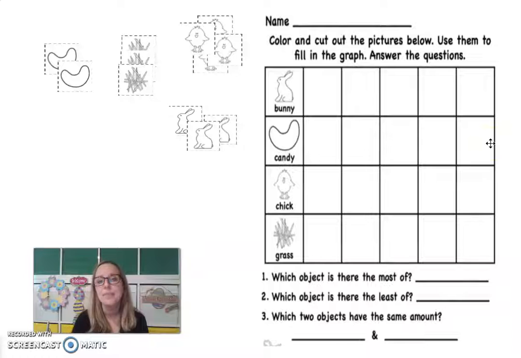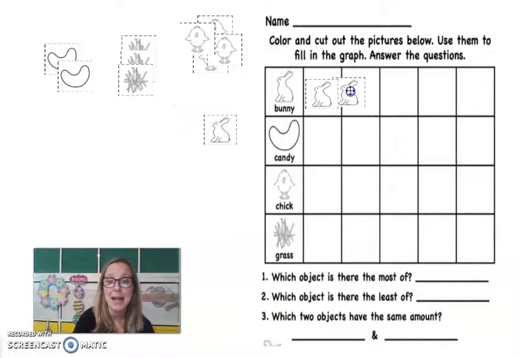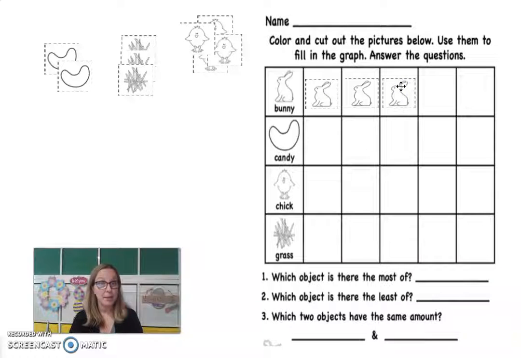Okay, now that I have all of my items sorted into piles, I can add them to my graph in the right spot. So this first row is for my bunnies. You will take a glue stick and your little bunnies, and on the back of each bunny you'll put a little bit of glue, and then you'll put one bunny in each box in the bunny row. Now if you need to pause the video so that you can take a minute to do that, you can go ahead and pause now.